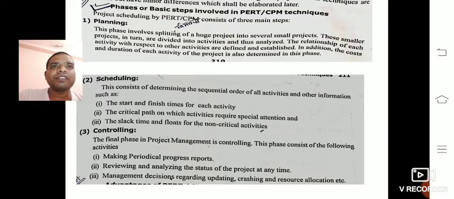And the third one is controlling. Here, controlling is the final phase in project management. The phase consists of the following activities: making periodical progress reports, reviewing and analyzing the status of the project at any time, and management decisions regarding updating, crashing and resource allocations. All these activities are involved in the controlling phase.